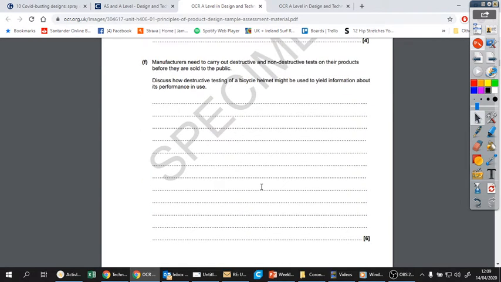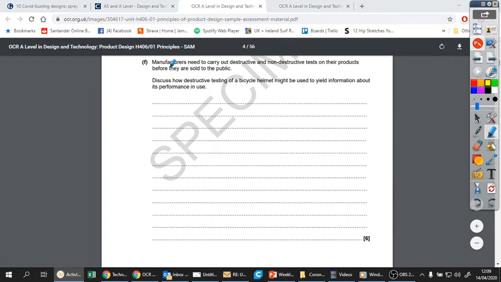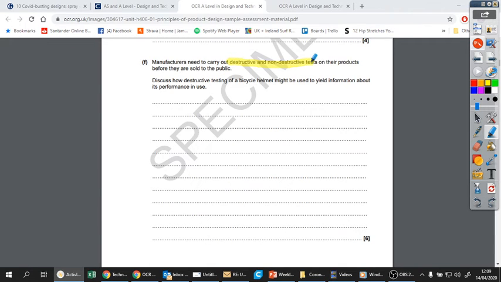Now, we definitely haven't done these type of questions yet. So, what you need to do is this, guys. Manufacturers need to carry out destructive and non-destructive tests on their products before they're sold to the public. Discuss, so that's positives and negatives, how destructive testing of a bicycle helmet might be used to yield information about its performance in use. Okay? So this is all about destructive testing.